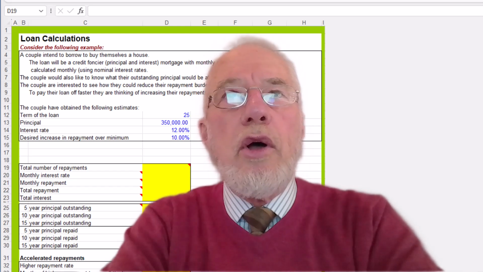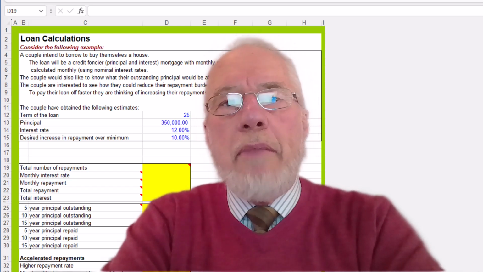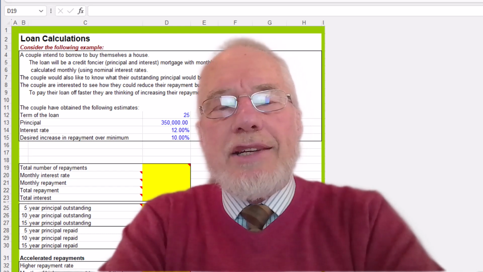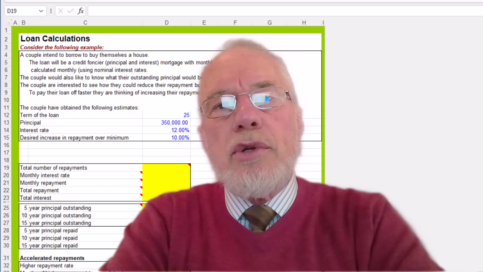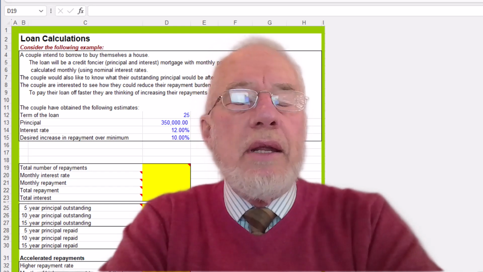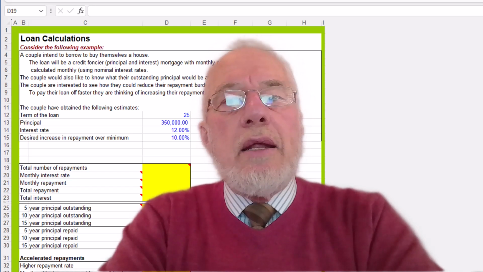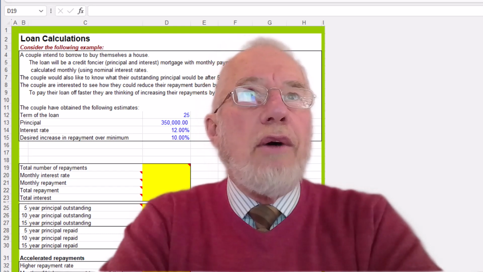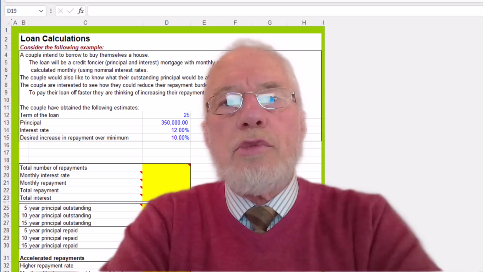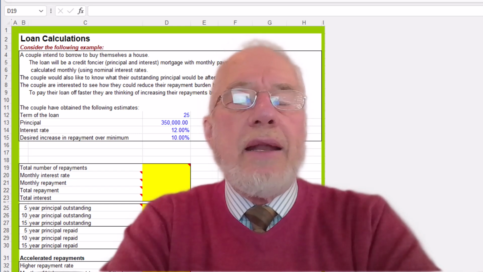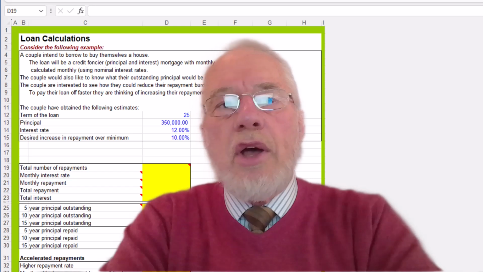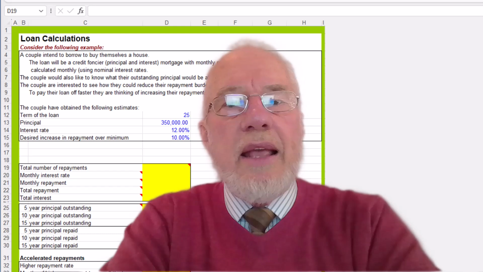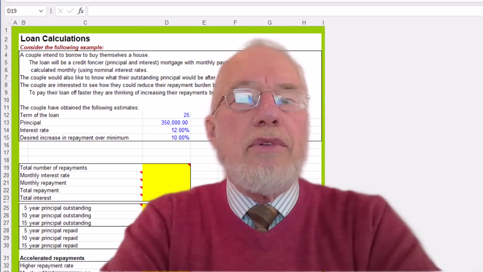In this part of the introductory property maths exercise, we're going to apply these Excel financial functions to a very common question in property investment financing, and that's the question of working with loan calculations or mortgage calculations. We're going to be looking at a credit foncier loan, which is a fancy name for your typical mortgage where you're paying off interest and principal over a period of time.